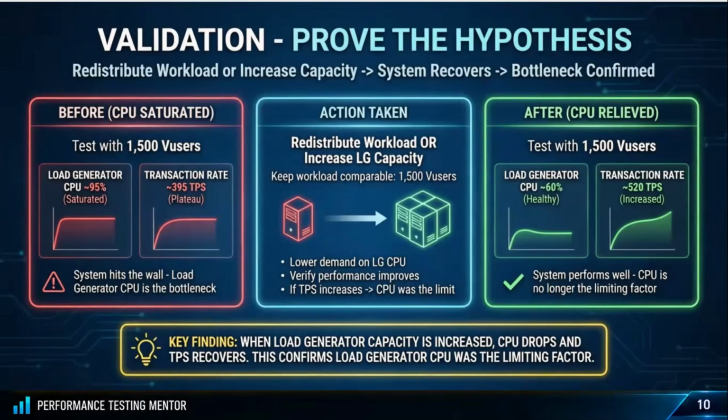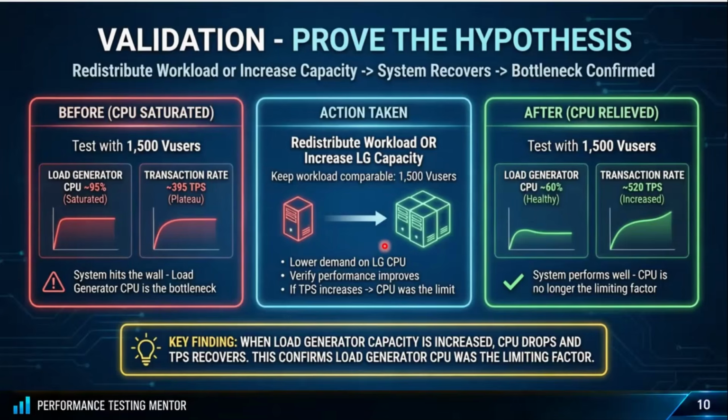I want to run a comparable workload again. For example, at 1500 users, suppose the load generator is reaching approximately 95% CPU and transaction rate is 395 TPS. Now I change the load generation capacity. I could redistribute the workload across additional load generator capacity, or I could increase the capacity of the existing load generator environment. The important point is the workload must remain comparable. I don't want to change several unrelated variables and then claim that the load generator was proven as the bottleneck.